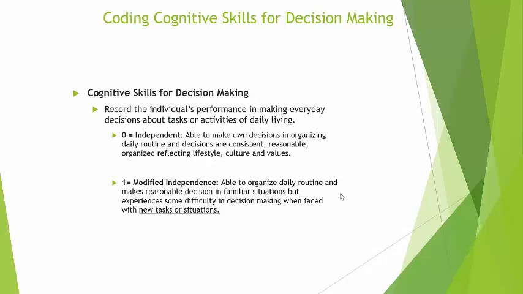And then we code for cognitive skills for decision making. So in the ILA, we record the individual's performance in making everyday decisions about tasks or activities of daily living. So independent, are they able to make their own decisions? Modified independence would be, are they able to organize a daily routine and make reasonable decisions in familiar situations, but maybe they experience a little difficulty making decisions when they're faced with new tasks or situations.